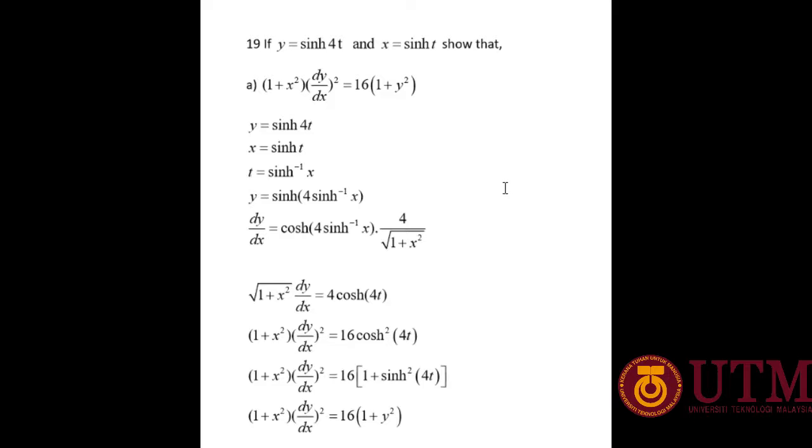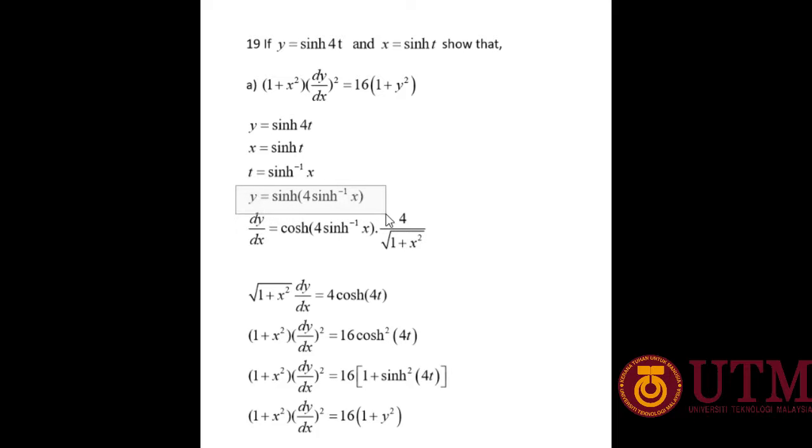Okay, question 19a. If y equals sin 4t and x equals sin t, show that this equals this. So first you have to take x equals sin t, you have to inverse it, so it will become t equals arcsine x. Then substitute t into y equals sin 4t, then you get this equation.